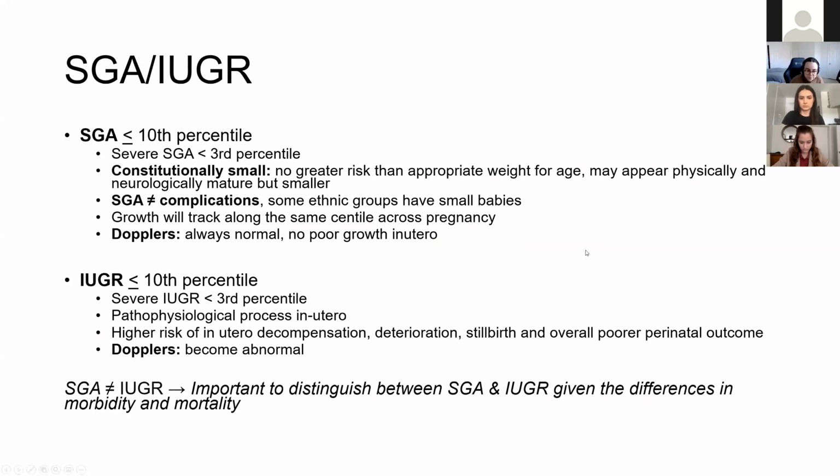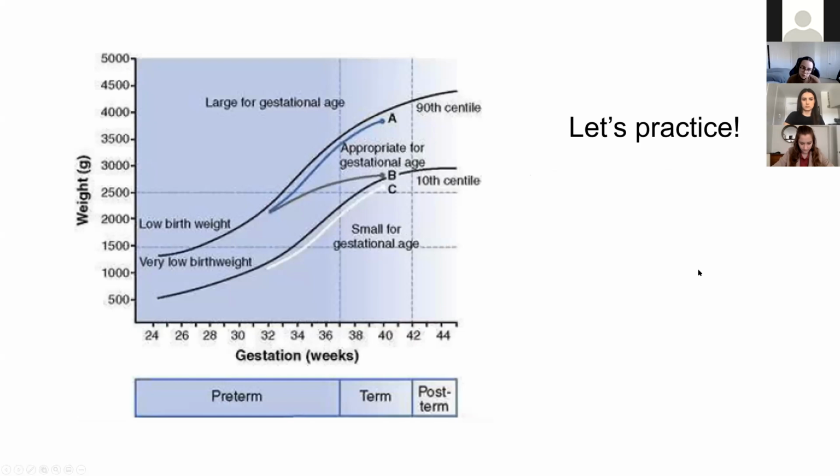That's exactly right. So let's do some practice now. We'll look at the first baby, baby A, and we've got that light blue line that's trending. If somebody can write in the chat directly to me, tell me what can we say about this baby's growth?